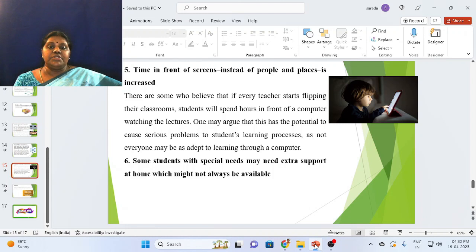Some students with special needs may need extra support at home which might not always be available, and this is also one of the main disadvantages of the flipped classroom.